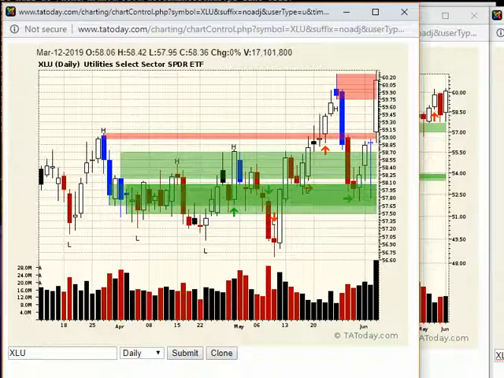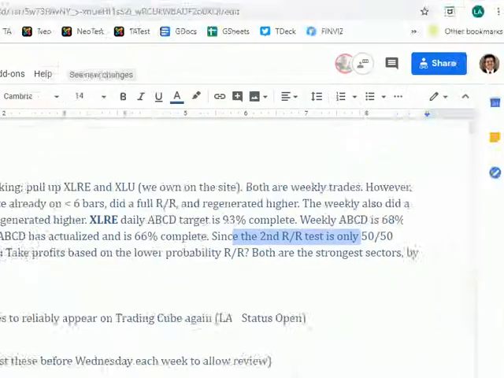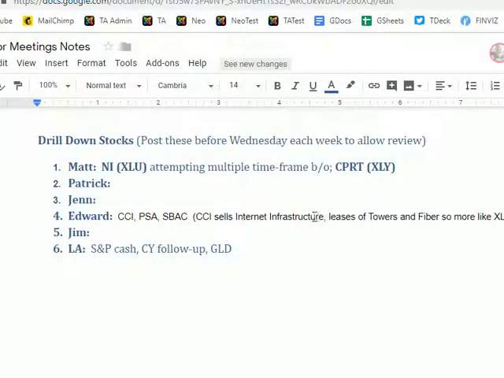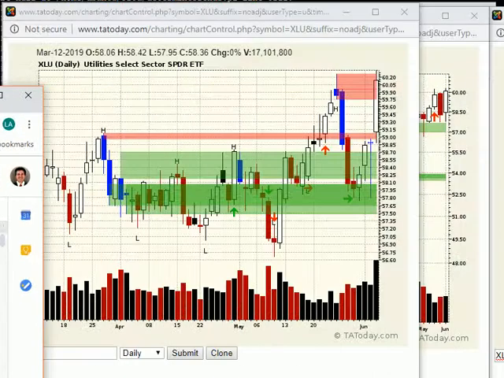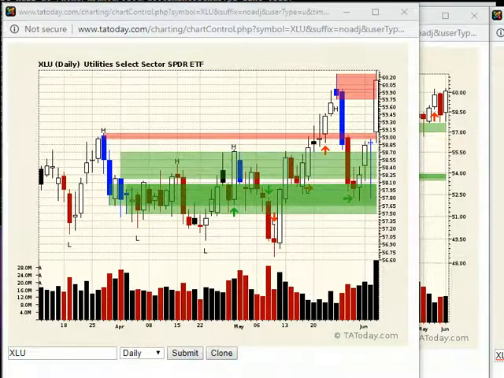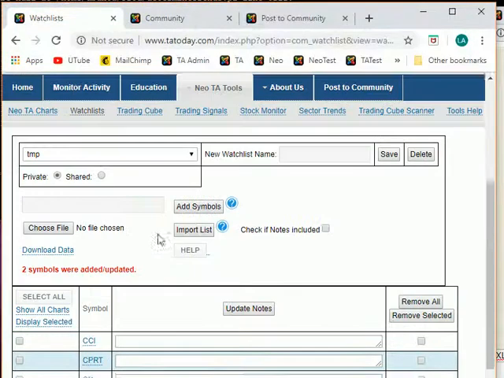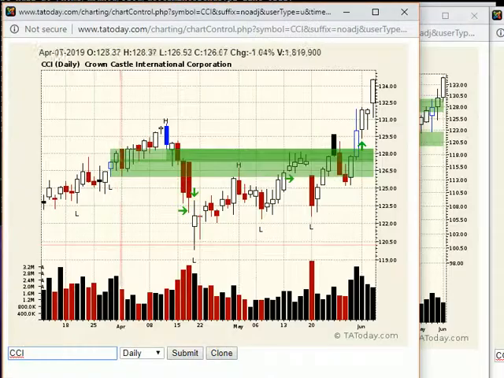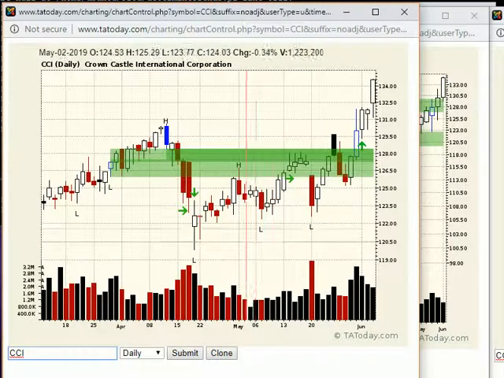Okay. All right, cool. Let's look at these other things that we have here. So we've got some others to look at. As a matter of fact, instead of going in this order, I'll just take them in the order that they show up over here. So I'll just take CCI first. Crown Castle International.